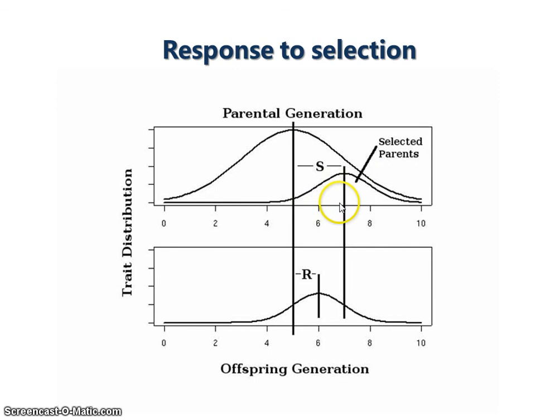That's S. Now, the response to selection is the difference in mean between the offspring of this population, so what happens is that the degree to which breeding this population lets you move your population mean from one generation to the next, that's your response to selection.